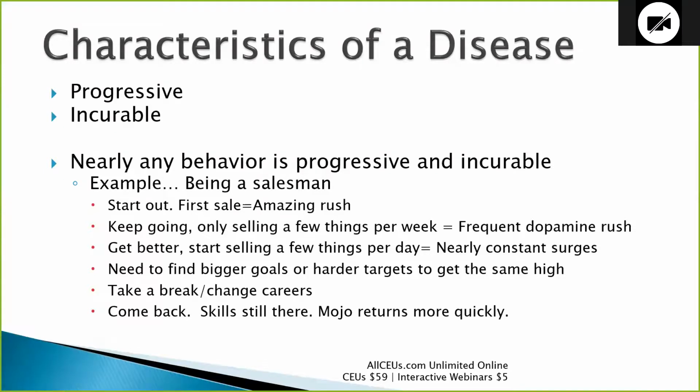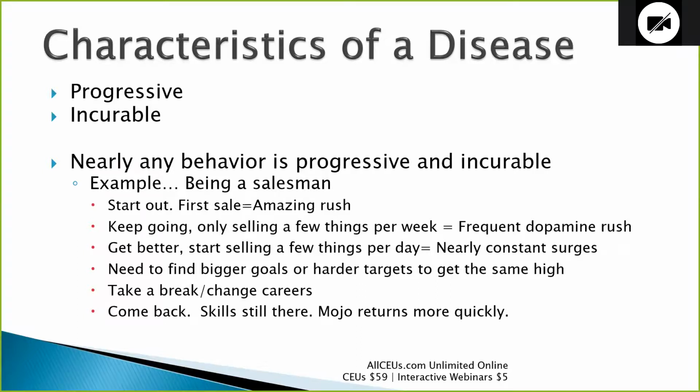Why is this? Because organisms behave in order to receive reward. We know rewards produce a dopamine rush. You see where I'm going with this? So take, for example, being a salesman. When you first start out, your first sale, you get an amazing rush. It's like, oh yeah, I did it. As you keep going, you're only selling a few things a week, but you're getting that occasional rush of dopamine. It keeps you coming back. It keeps you working harder. It keeps you trying to sort of chase that high, if you will.